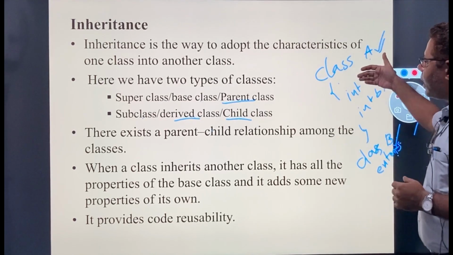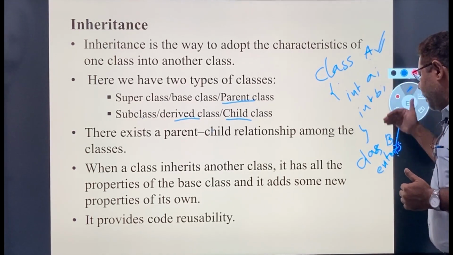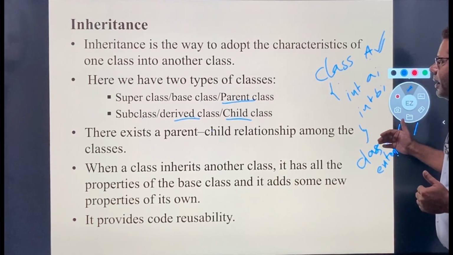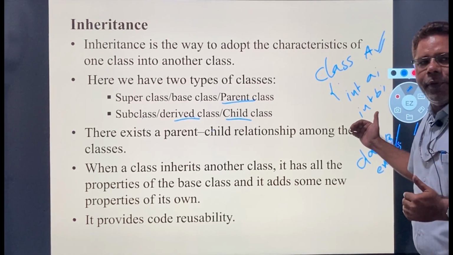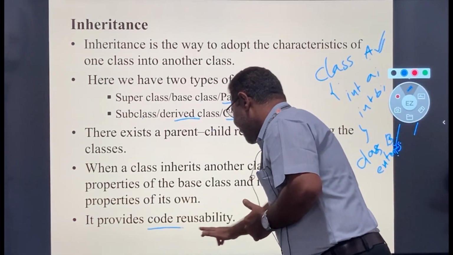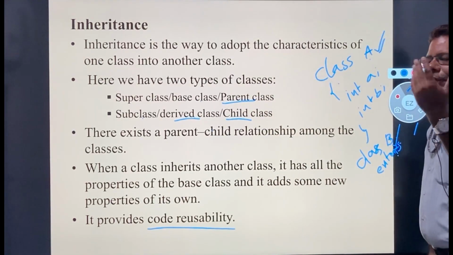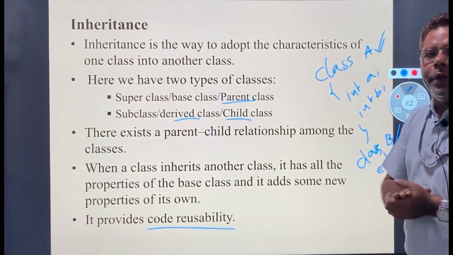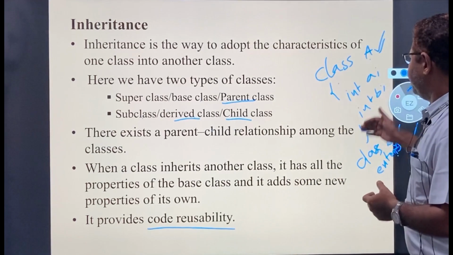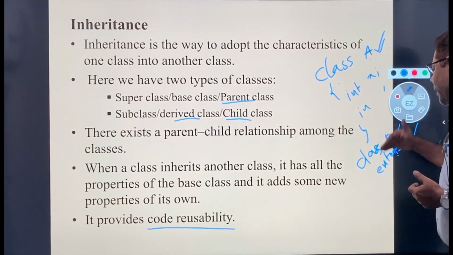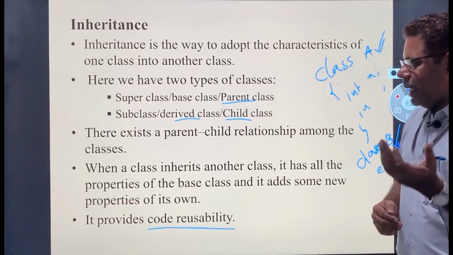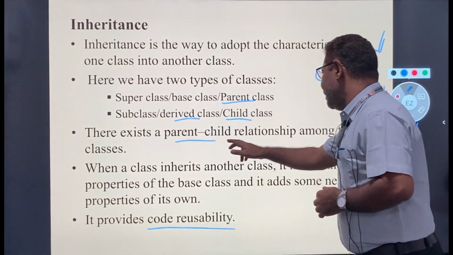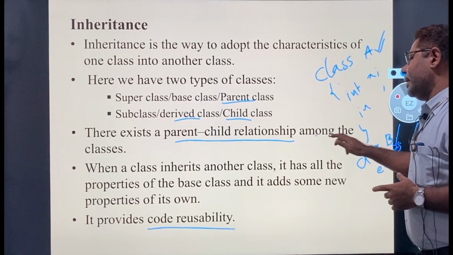So that means one class's properties can be used in another class. The main benefit of the inheritance concept in Java is code reusability. Once we create one class, by using its properties we can develop another class. So simply, inheritance is the parent-child relationship among the classes.